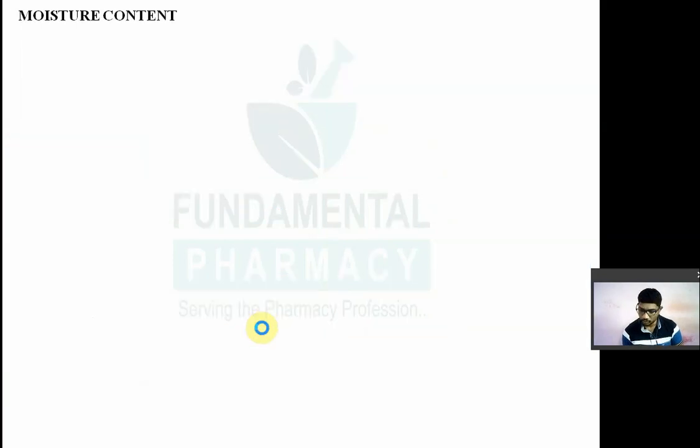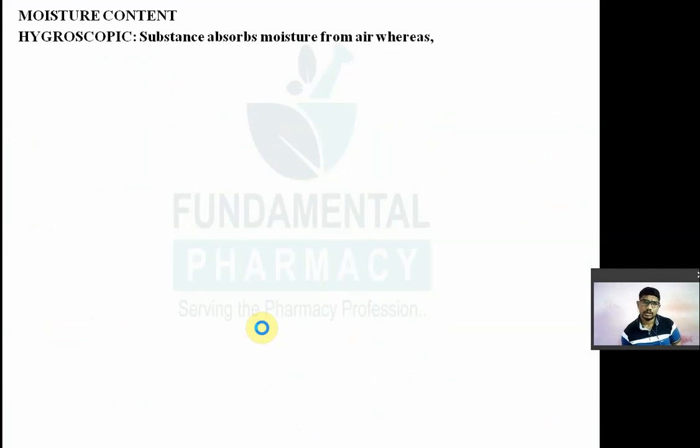Now moisture content: कि आपके ड्रग का मॉइस्चर कंटेंट कितना है, तो इसके ऊपर भी क्वेश्चन आता है 100%. So moisture content means what? It is the amount of moisture that is held by your compound. Now the compound may hold moisture through its internal structure or due to its external bond formation. So depending on the amount of moisture present in the compound, they are classified into two types: hygroscopic compounds and deliquescent compounds.